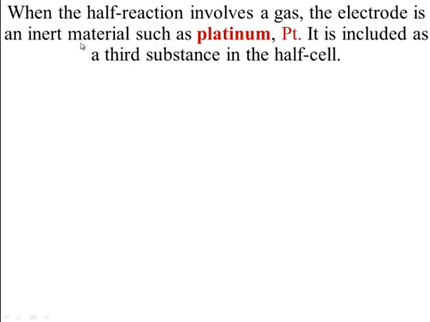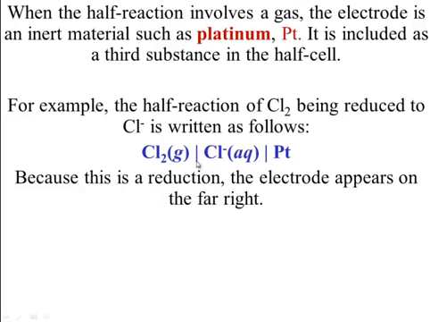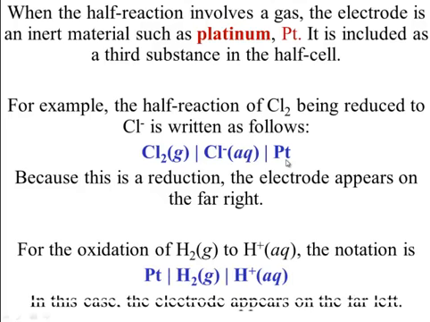always adsorbed on an inert material such as platinum. So have a look at this. This is called the chlorine gas electrode. The chlorine gas is adsorbed onto platinum, and hence in this case the platinum is also represented in the cell representation, although it does not take part in the reaction. Similarly, if an electrode involves hydrogen gas, then again it is adsorbed on the platinum plate.